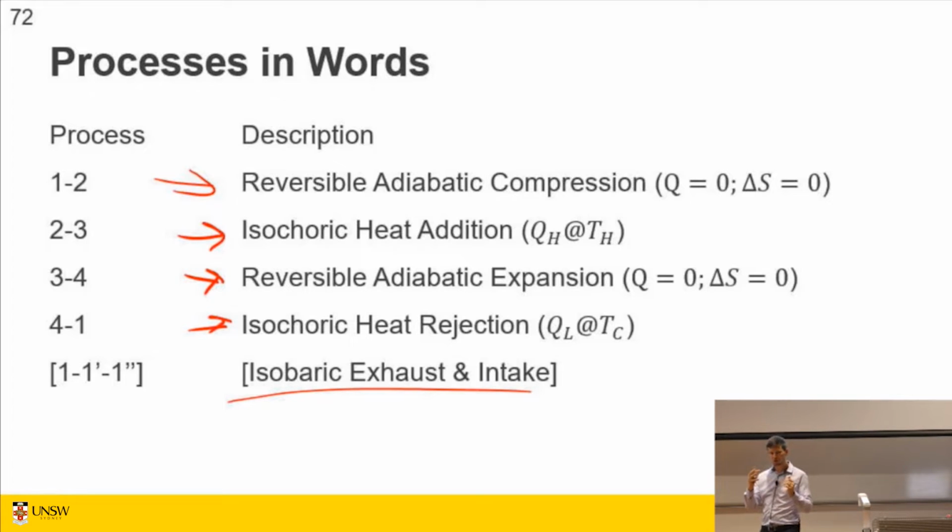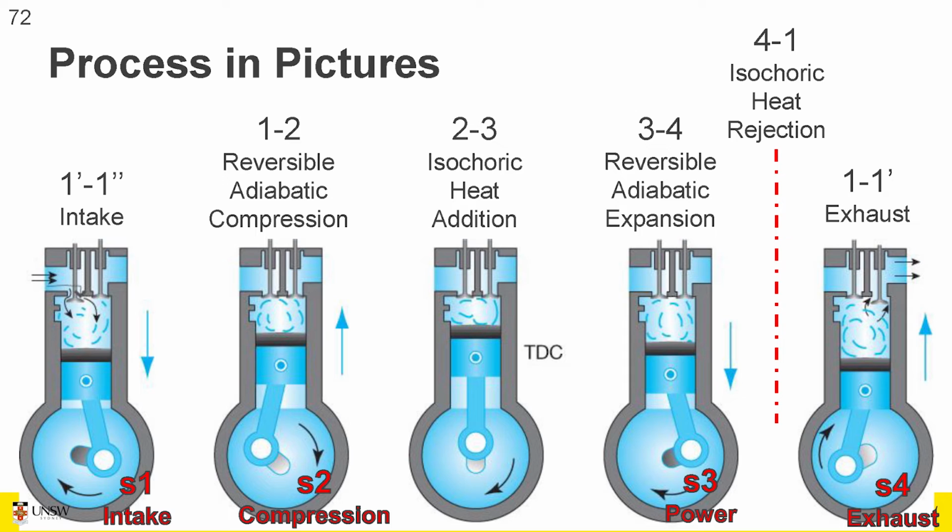So this is what I'm saying. The strokes don't align with the thermodynamic processes, because you've got two whole strokes that aren't considered in our cycle. So this is how that looks. This diagram's from Reisel, the textbook. So we get an intake, so our valve is open and air is coming in. Both valves close and the air is compressed.